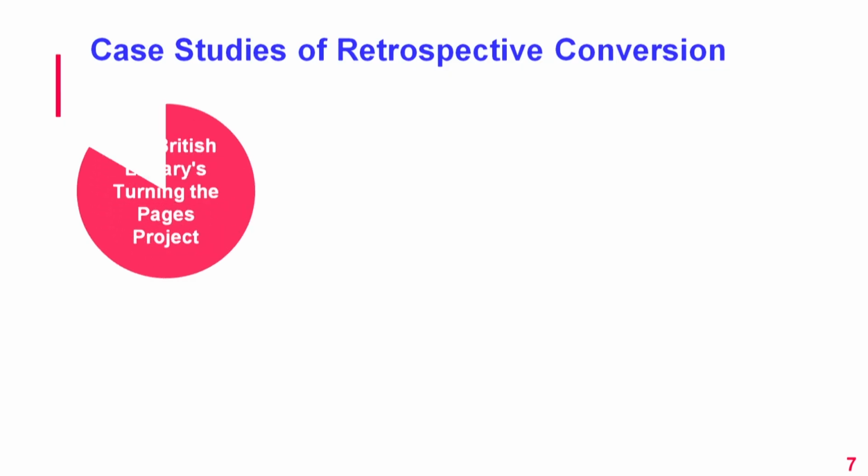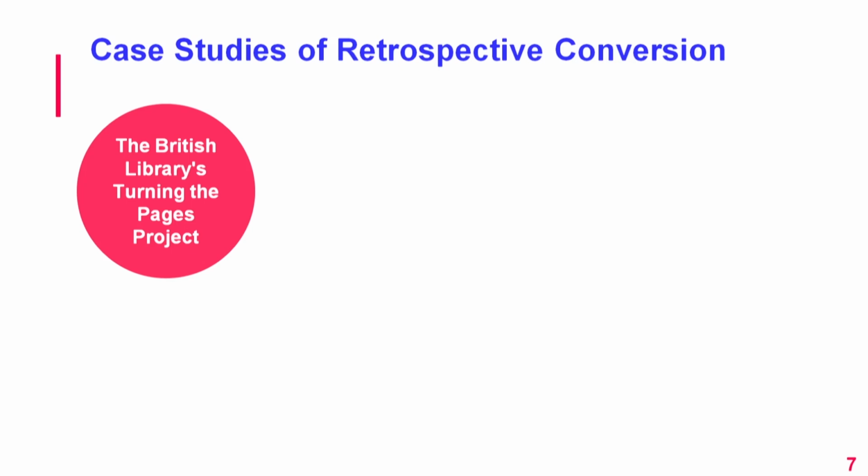Now let us look into some case studies. There are many organizations that have done this retrospective conversion using standards, policies and principles, and they have taken many years to reach their objective or goal. There are some successful case studies, and after that we will take one or two case studies to understand more about how these people have done their work.